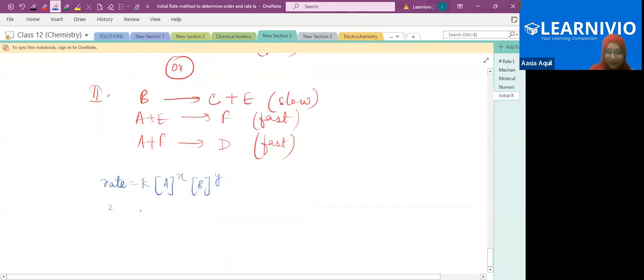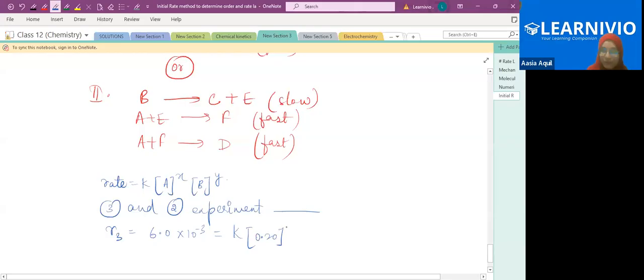So let's take the third and second experiment, for ease, because the concentrations are the same in the first, second, and third. So R3 will be 6.0 into 10 raised to the power minus 3, which equals K into the concentration, 0.20 for both. So the first equation. For R2, similarly, write down 3.0 into 10 raised to the power minus 3 equals K, and the concentration value for the first is the same.